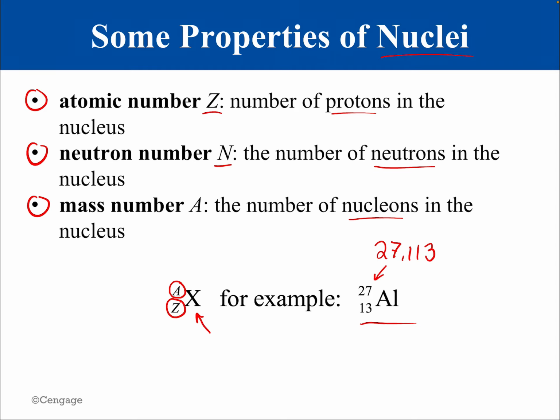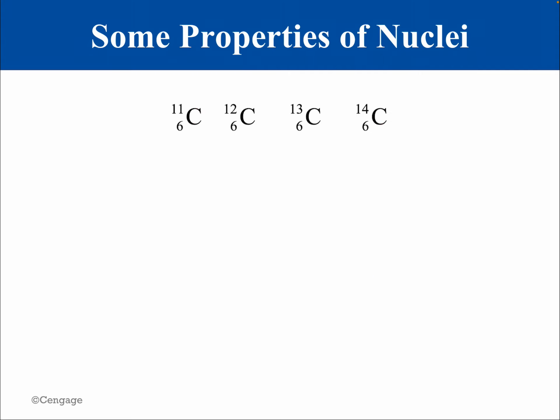But when we do look at this, the one number that isn't shown, of course, is the neutron number. And that's because we have to calculate it. The simple calculation is just to say that n in this case would be 27 minus 13, because everything that's not a proton is a neutron. And so in this case, it would just be 14. All right. So here are some different isotopes of carbon.